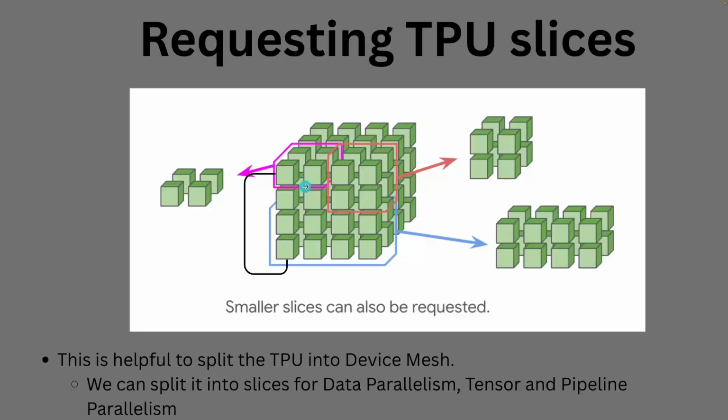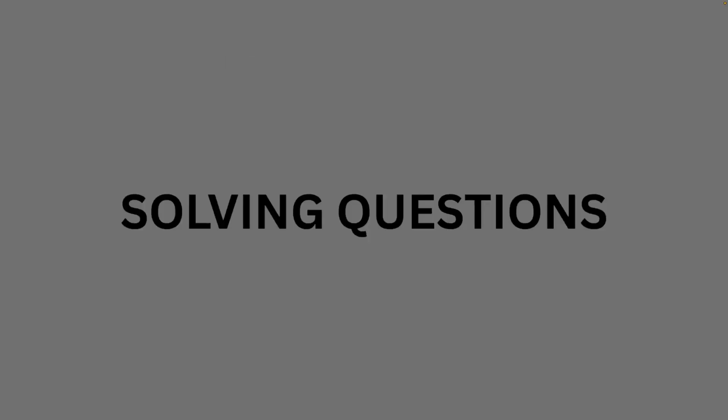Don't worry about this, we are going to discuss this in future lectures, or please check out my LLM distributed lecture series. But in tensor parallelism we break down the matrices, so each data parallel unit can break down into 2 tensor parallel units. So this is how you can request different TPU slices. Now let's start with solving some questions.